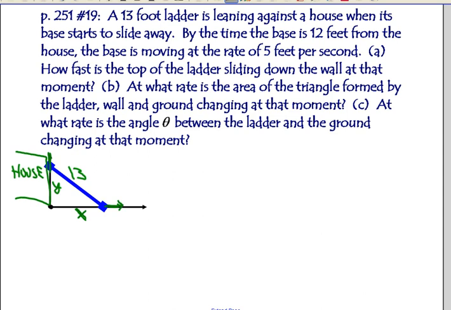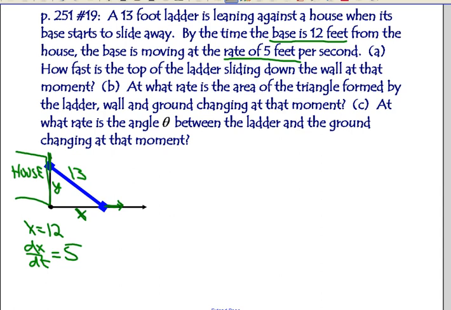All right, we read up here the second line. By the time the base is 12 feet from the house, the base is down here, so that's when x equals 12. The base is moving at a rate. A rate is a derivative, and it's the base, so the derivative of x with respect to time is 5. And again, the base is moving away from the house. X is getting larger, so dx/dt is a positive 5.